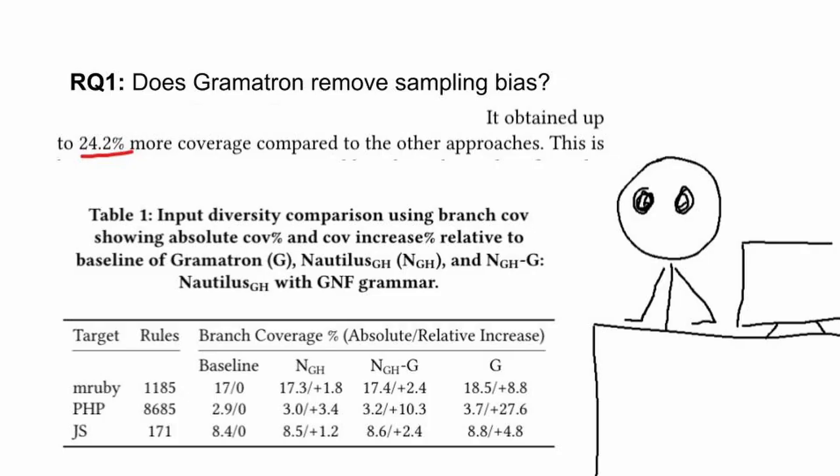The results show that overall, the inputs generated by Gramatron achieve up to 24.2% more branch coverage, which means the fuzzer explores a larger portion of the grammar's behavior. So, because the mutation coverage is better from Gramatron, this means that there's some sampling bias that is being removed when comparing Nautilus to Gramatron. So, to answer the first research question, does Gramatron remove sampling bias? The answer would be yes. It does indeed remove some sampling bias.